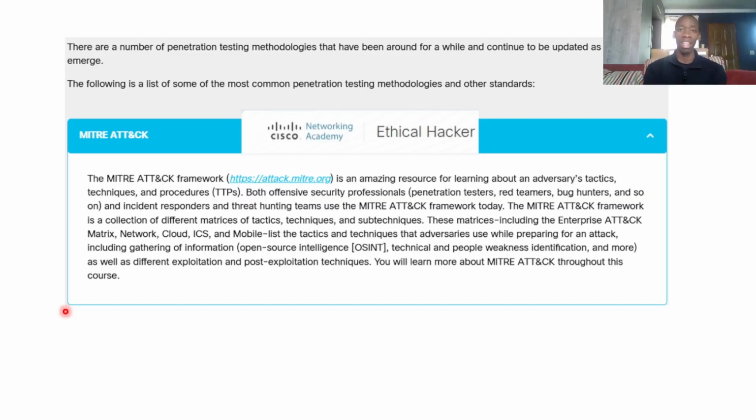Now, here, they initially tell us there are a number of penetration testing methodologies that have been around for a while and continue to be updated as new threats emerge. The following ones we are going to learn are some of the most common penetration testing methodologies and other standards. Okay, so meaning these are some of the things we have to follow if we want to make sure our pen testing is legit and we offer the best service that we can.